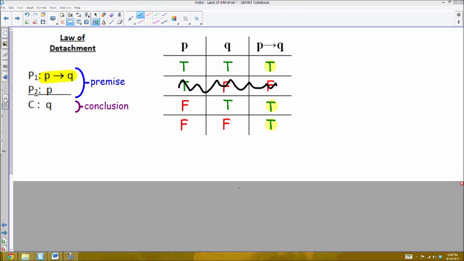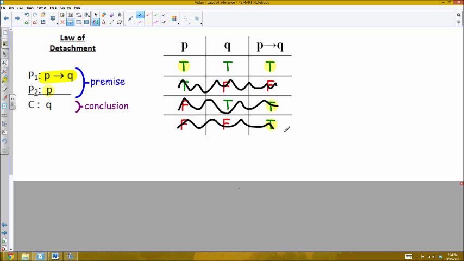The second premise, which is just P, is true in my remaining cases only here, which means that these other situations where P is false, here and here, couldn't possibly be happening, because again the premises of an argument are known to be true. So that leaves me with only one situation, which is this first row, and in that first row the truth value of Q is true, which means that Q has to be true. That's why this is a valid conclusion.